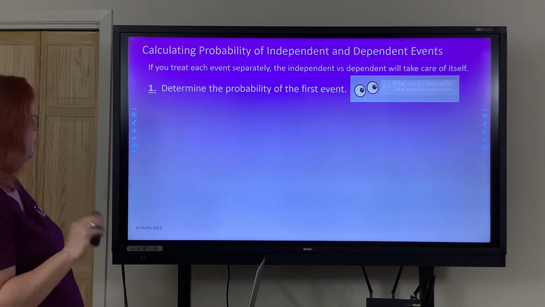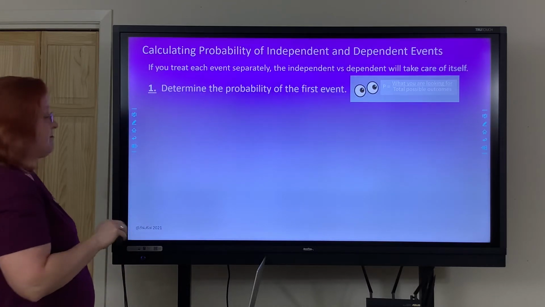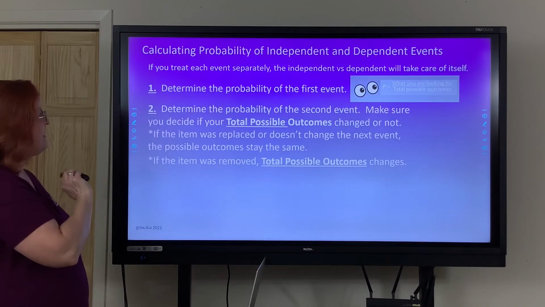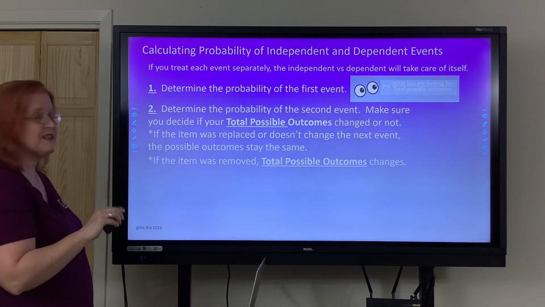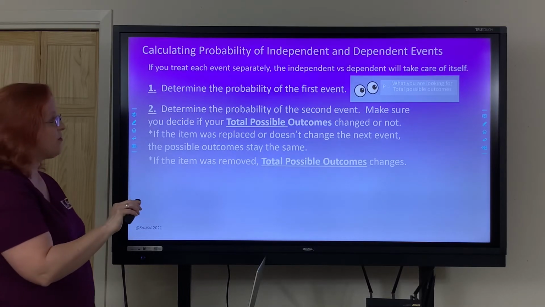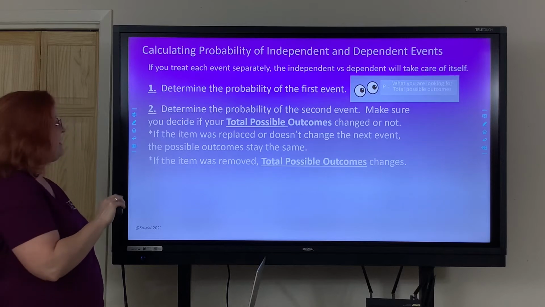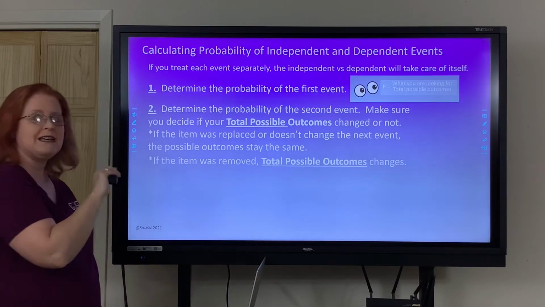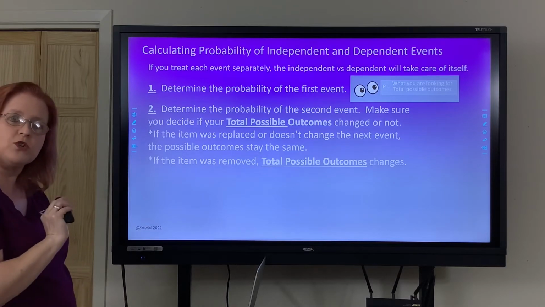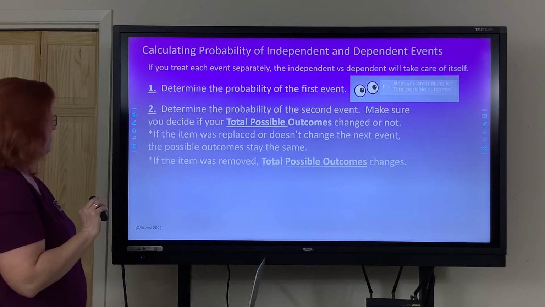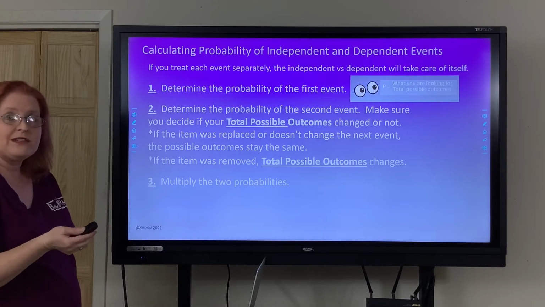Okay. Determine the probability of the first event. Just figure out its probability. Then determine the probability of the second event. Make sure to check if your total possible outcomes changed or not. If the item was replaced, it doesn't change anything. If the item was removed, then your outcome changes. It goes down. And then you just multiply the two probabilities.